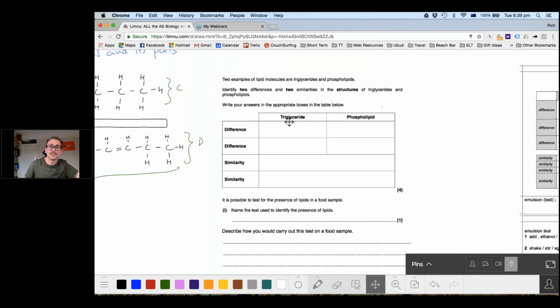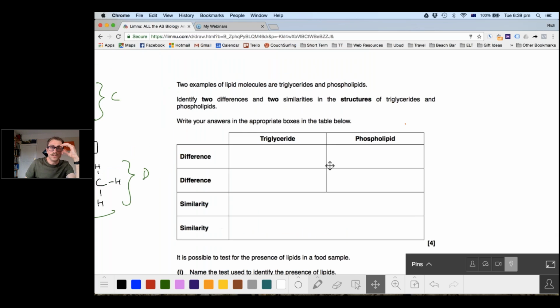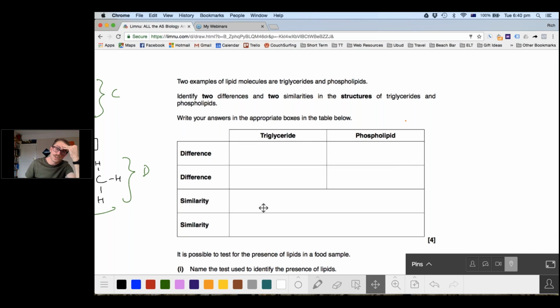This table asks us for, this is an OCR exam. Again, you will need to know this kind of stuff. 2 differences and 2 similarities between a triglyceride and a phospholipid. I haven't been asking you many questions, so I'll give you 1 minute. Reset, go.